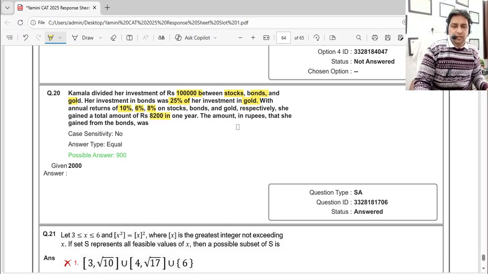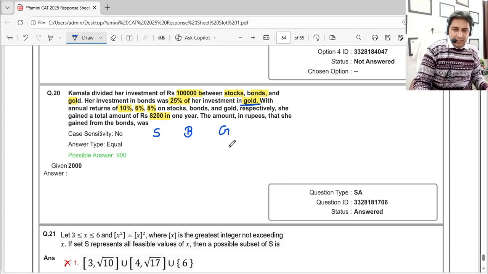A very simple question, I think. Find the amount in rupees that she gained from bonds. Let's say on gold she invested X. Bond was 25% of X, so let's take it 5x. We'll make it easy.